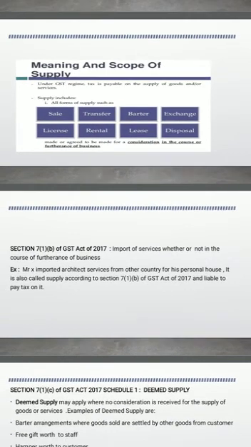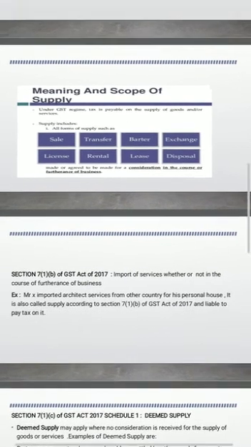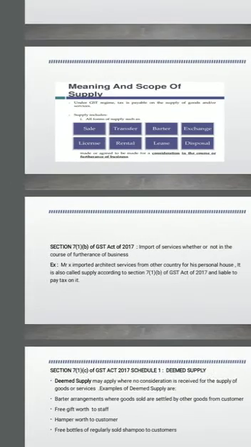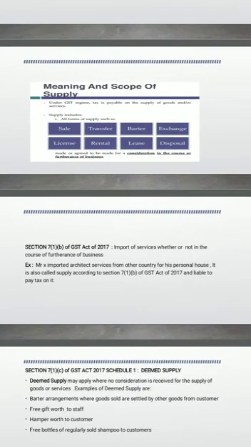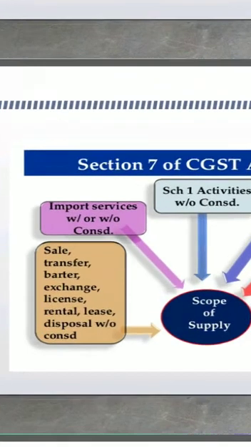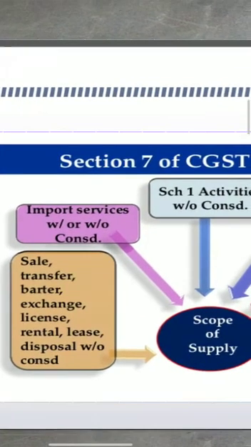For example, Mr. X imported architect services from another country for his personal house. It is also called supply according to Section 7, subsection 1, subsection B of GST Act of 2017 and liable to pay tax on it. When a person, Mr. X, is importing services to construct his house for his personal use and he is importing the architect service from the other country, he is also liable to pay tax according to the GST because he has imported the services. If there is no consideration involved in it, even though he has to pay the tax on it. You can see here it is mentioned import of services with or without consideration.